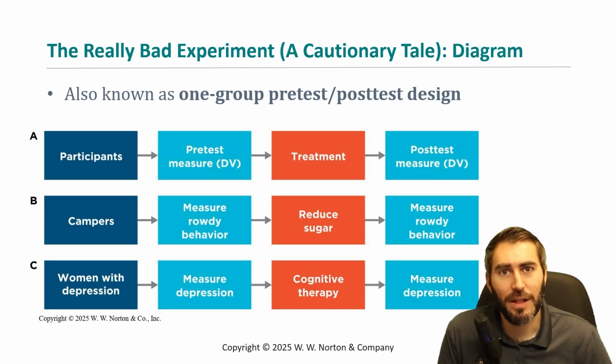You can see the outline of this type of experiment here on the slide. Part A is a general diagram, and parts B and C are diagrams of specific studies we'll discuss. The really bad experiment is also known as a one group pre-test, post-test design, which means that there is only one group of participants who are measured on a pre-test, exposed to some treatment, intervention, or change, and then measured on a post-test. Such a design is problematic because it is very vulnerable to threats to internal validity.